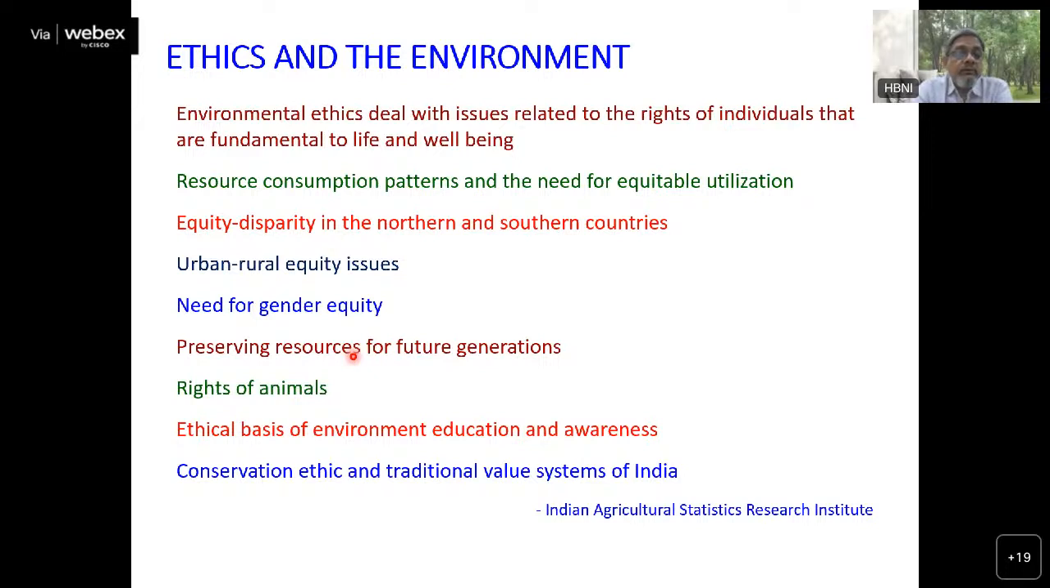And finally, of course, we have conservation ethics and traditional value systems of the country. There is an intense need for incorporating these value systems in the country now because people have lost track of all these things, and it is necessary that conservation ethics and value systems must be taught to the future generation, the younger generations.